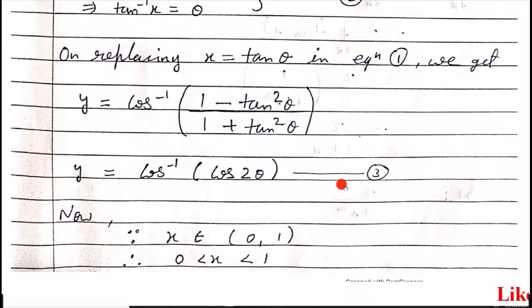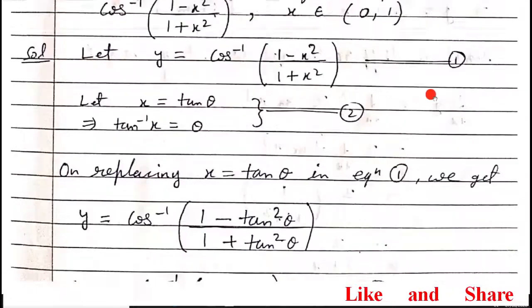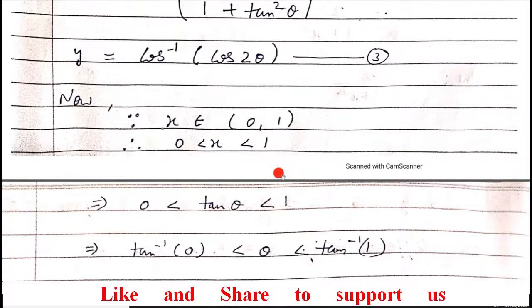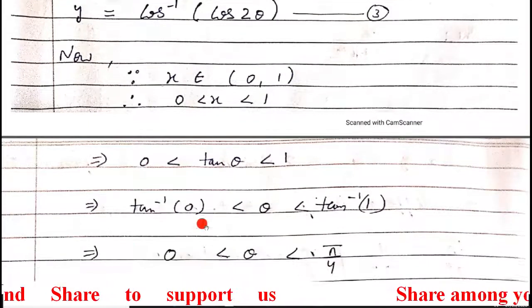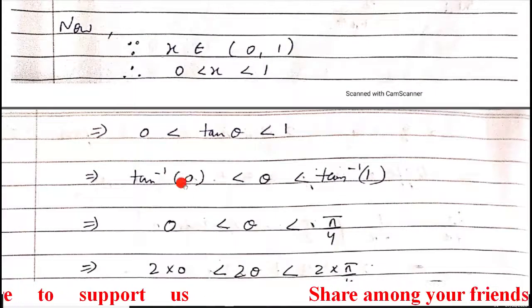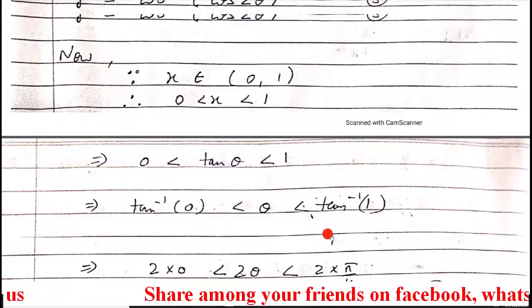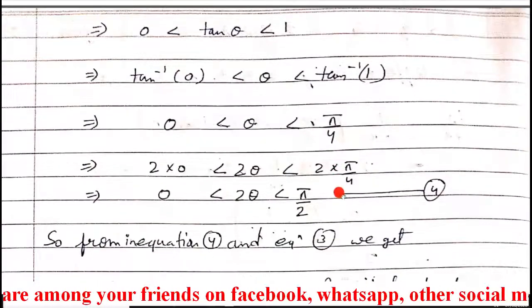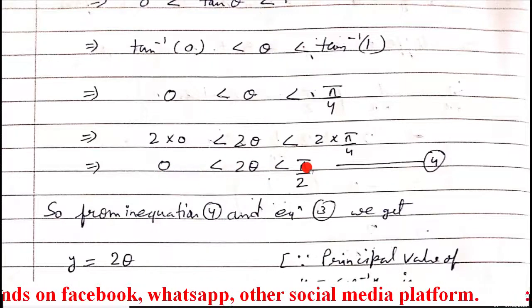Now before removing it we have to check the principal values. So first, what is given to us? Let's see in the question, x belongs to 0 to 1. So we start here with x belongs to 0 to 1, and x we assumed as tan theta. Take tan inverse in the complete inequation. Now tan inverse 0 is 0 and tan inverse 1 is pi upon 4. Now here we have 2 theta, so I multiply it by 2. Now we obtain this open interval, that 2 theta belongs between 0 to pi by 2.